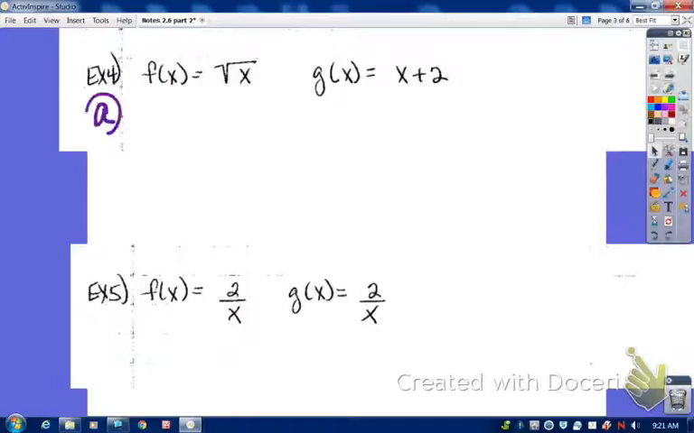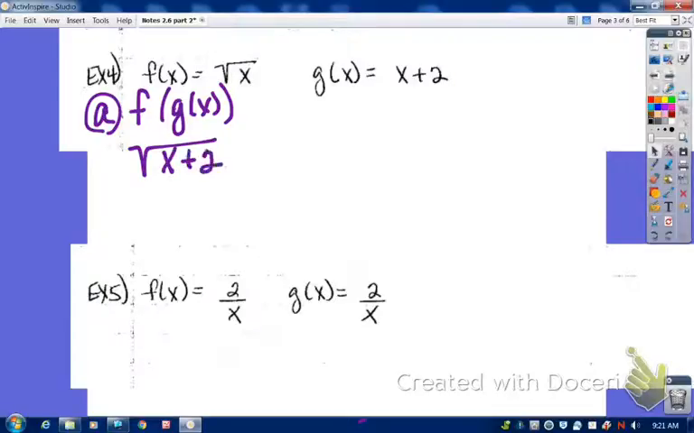So in the A part, we're doing f composite g of x. So that means we're putting f into g or g into f. We're putting g into f. We were writing down every single step in the first 2 examples. Let's see if we can actually just put g of x into f. Does anybody know what that would look like? Square root of x plus 2. Ding, ding, ding. Can you simplify the square root of x plus 2? No, so that is the answer.